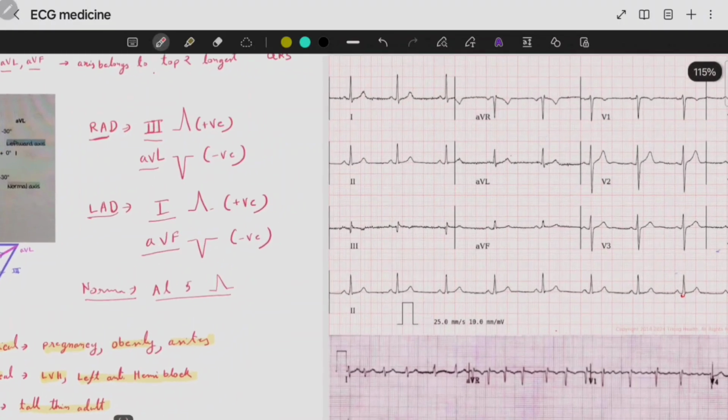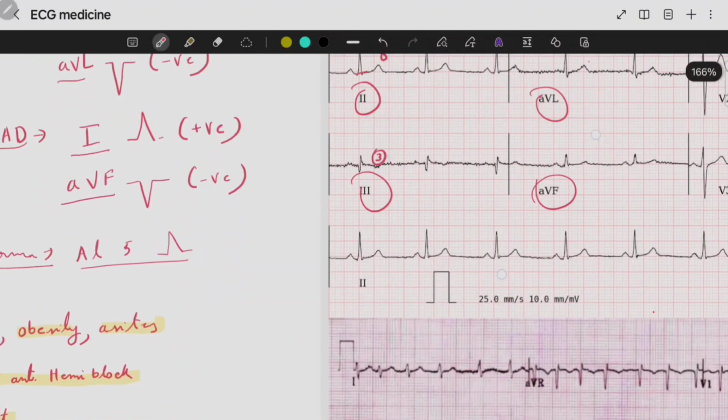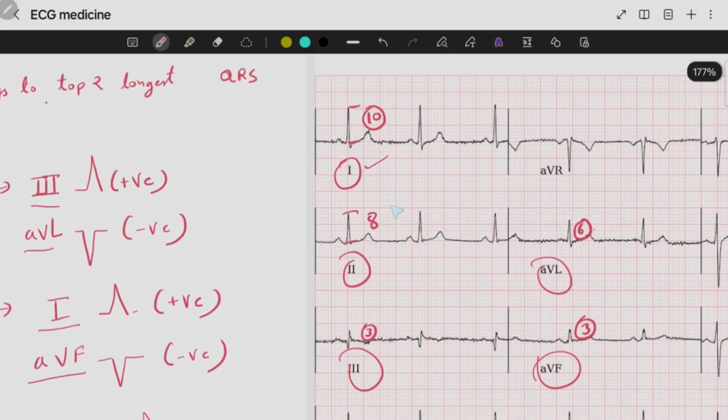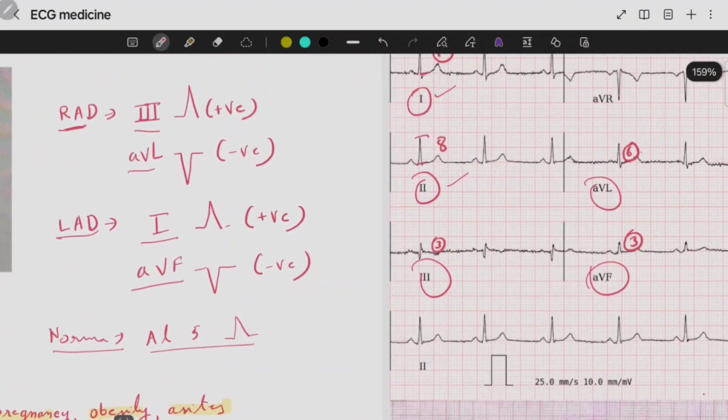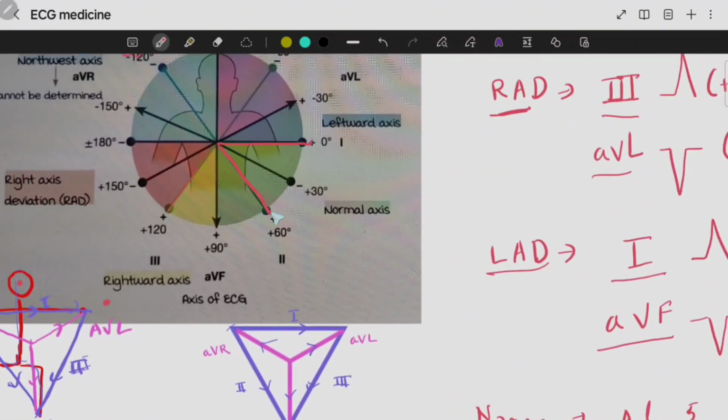See this ECG. This is 1, 2, 3, aVL and aVF. Now which has the highest QRS complex? This is lead 1. It is almost 10 small boxes. Then the second highest is 8 small boxes. It is 3 small boxes. Here it is almost 5, 6 small boxes and it is also 3 small boxes. So the top 2 are 1 and 2. Means the axis belongs between 1 and 2. So place here, this is 1 and this is 2. So the axis belongs to this area. So this is the normal axis.